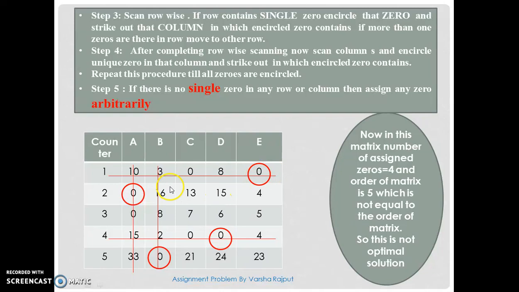Now just see, all zeros are either covered or encircled. Count how many encircled zeros are there: 1, 2, 3 and 4. 4 zeros are there and the order of the matrix is 5, which is not equal. So if the order of the matrix is not equal to the number of encircled zeros, then the optimal condition is not reached. So we have to move to the next step.